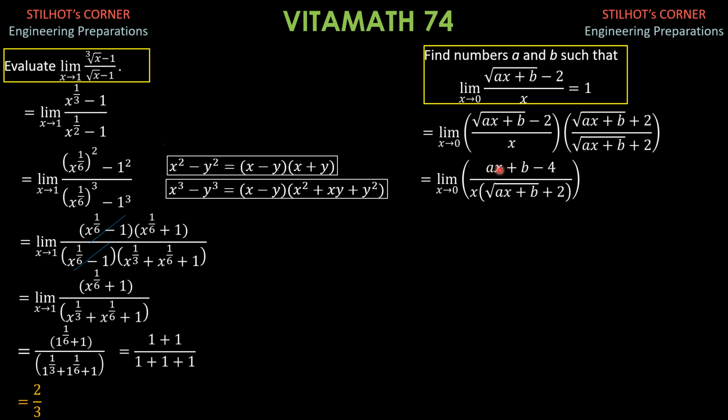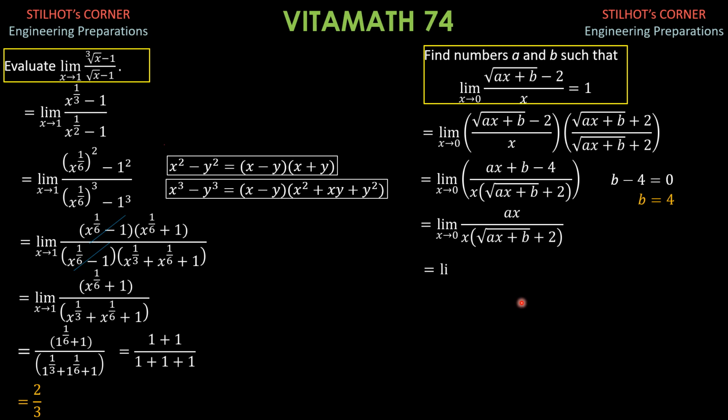Since the only way we can cancel x is if these other terms are not around, the numerator should only be ax so that we can cancel x as x approaches 0. So that means b minus 4 equals 0. So if b minus 4 equals 0, then we can now find b. b should be equal to 4. Then this problem reduces to limit as x approaches 0 of ax over x quantity square root of ax plus b plus 2. So take note that b has been found and it is equal to 4. So we can cancel x.